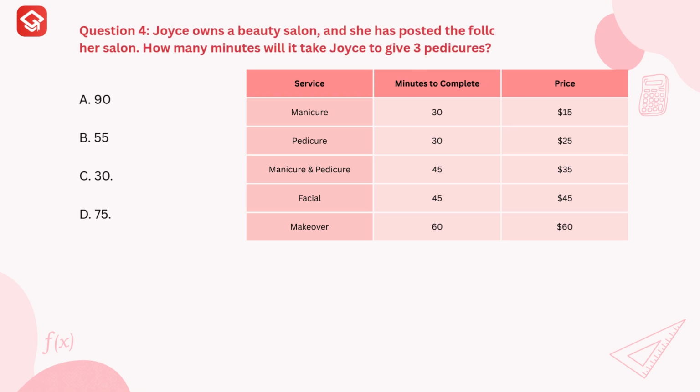Question 4. Joyce owns a beauty salon, and she has posted the following information in her salon. How many minutes will it take Joyce to give 3 pedicures? A. 90. B. 55. C. 30. D. 75.